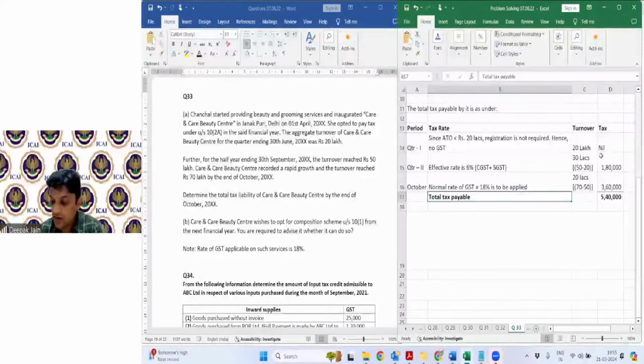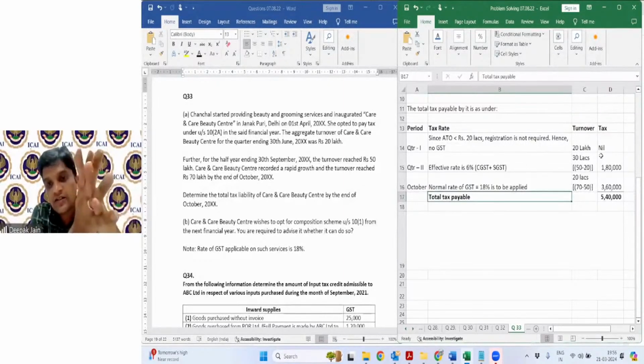scheme. Once you cross your turnover at 50 lakhs for this year, then you have to pay tax under regular scheme at 18%. Should we calculate quarter-wise tax, sir? Because they've given the question quarter-wise. Had they given question month-wise, then I would have considered month-wise. How they give the question, we have to accordingly prepare the answer according to that.